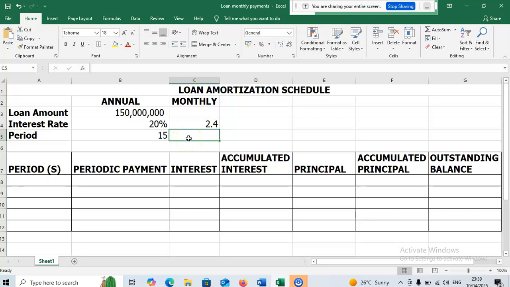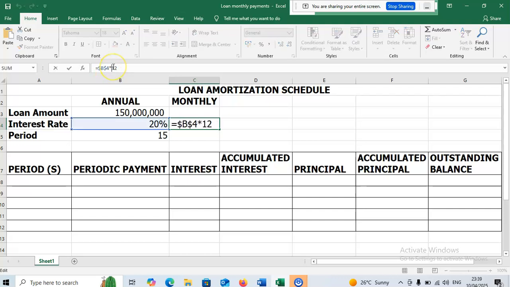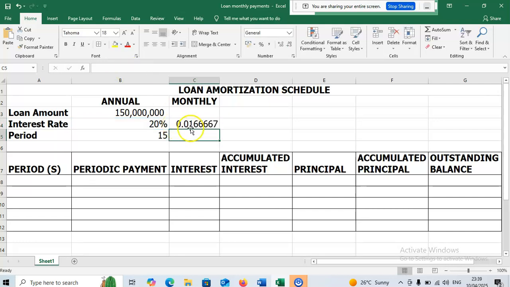Now you've been given 15 years, but you want to convert them into months. Would we divide by 12 months, or do we multiply by 12 months? Yes? You have to divide. Multiply. Hey, okay, I multiplied. Sorry about that. Yeah, I was supposed to divide. Press enter. Now this is the interest rate per month.